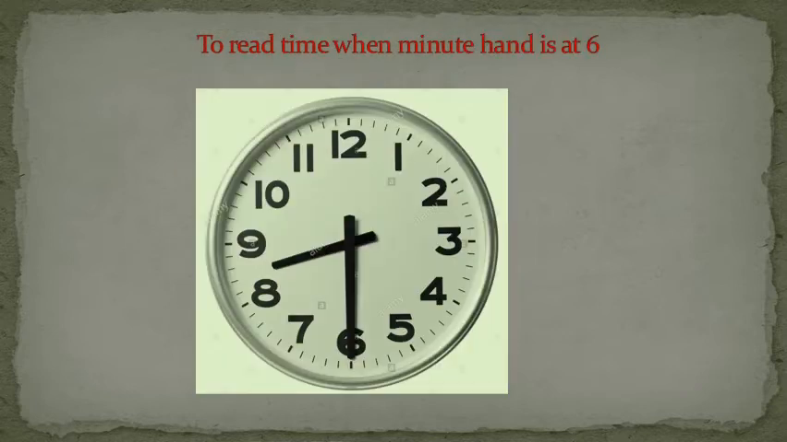Look at the clock shown here. The hour hand is beyond 8. The minute hand is at 6. The minute hand has crossed 30 small divisions in moving from 12 to 6. So, the minute hand at 6 shows 30 minutes. We say that the time is 8:30 or half past 8.